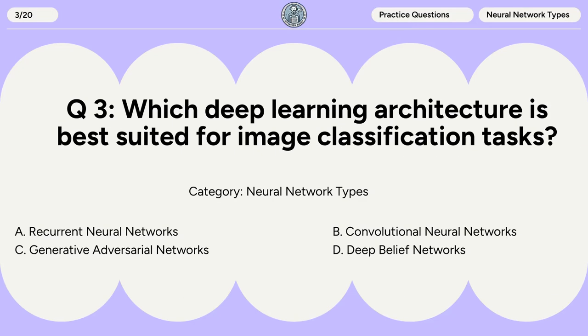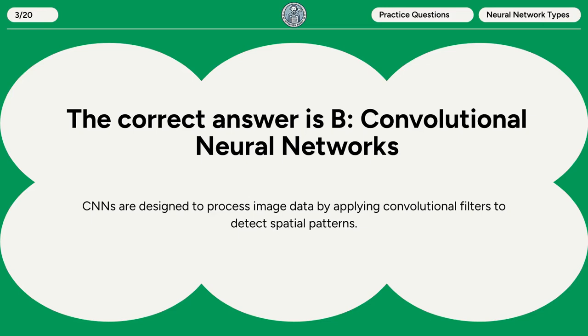Question 3. Which deep learning architecture is best suited for image classification tasks? A. Recurrent neural networks. B. Convolutional neural networks. C. Generative adversarial networks. D. Deep belief networks. The correct answer is B. Convolutional neural networks. CNNs are designed to process image data by applying convolutional filters to detect spatial patterns.